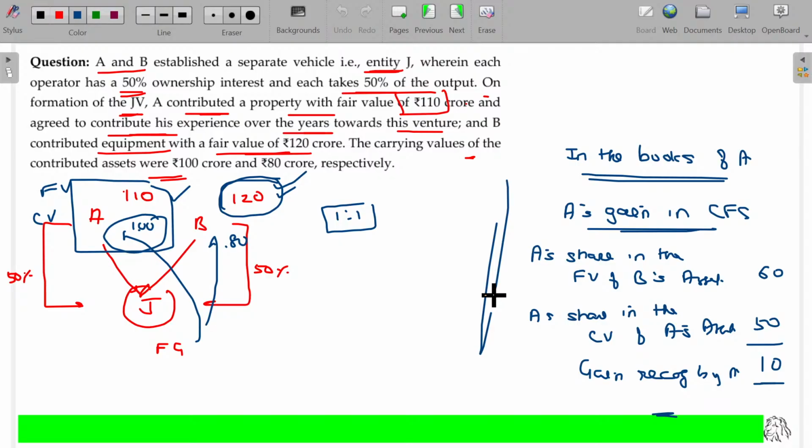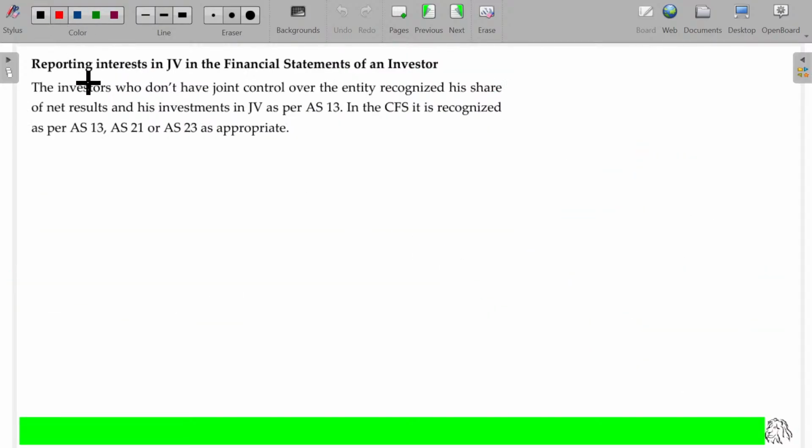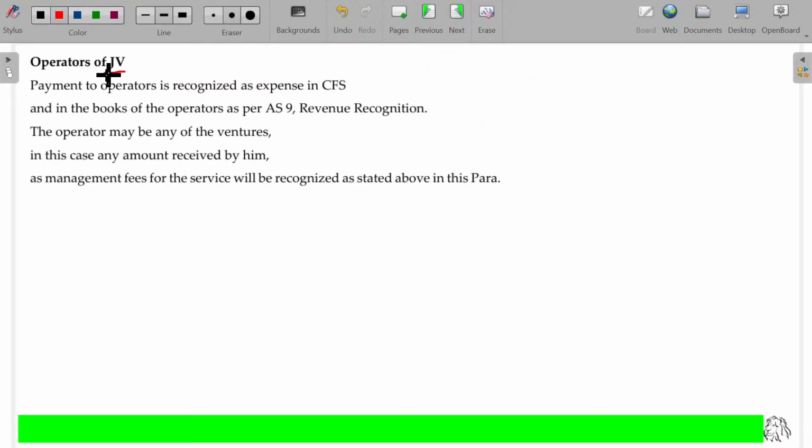Now, let's finish up the other theory. Reporting interest in joint venture in the financial statement of an investor. So that's what we have already discussed. Operators of joint venture. Payment to operators is recognized as expenses in CFS, means consolidated financial statement. Joint venture may be operated by a third party. Any payment made to them to run the show, either the board of directors or any other authorized person to take care of that, is nothing but their own expenses, which can be debited to the profit and loss account, and you have to recognize the revenue as per AS 9. That's all. So management fee, whatever the name may be.